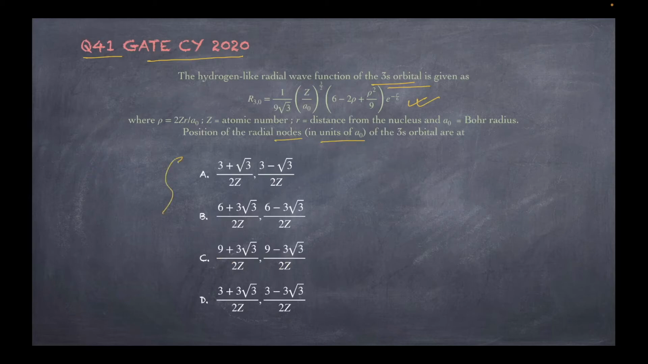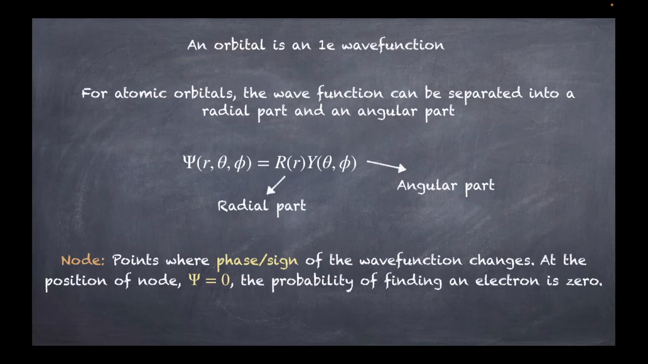Now these four options are given here. Before answering this, let's first look at some of the background. An orbital is basically a one electron wave function, and for atomic orbitals the wave function can be separated into a radial part and an angular part. Now let's say this capital Psi is an atomic orbital wave function.